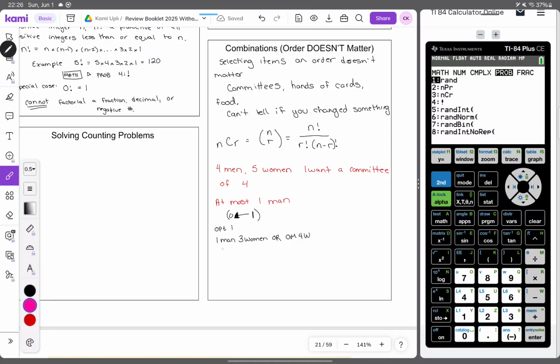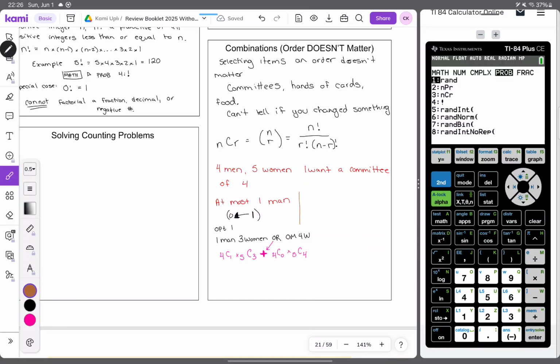How this looks like with our combination, well, of my 4 men, I want to choose 1. And of my 5 women, I want to choose 3. Or, I have my 4 men, I want to choose 0. And I have my 5 women, I want to choose 4. So you can see this is where we get our cases and our or. Or means add.